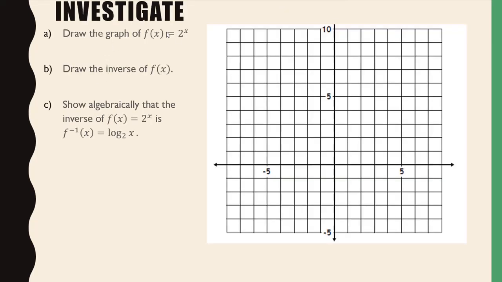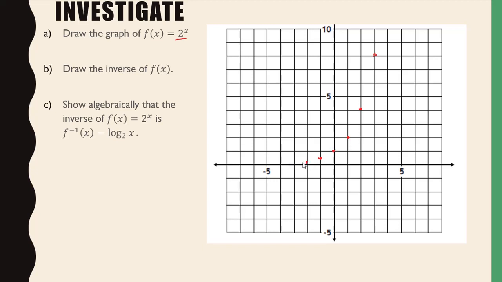So let's go back to some previous knowledge so we can kind of figure out how we would actually graph a logarithmic function. So we're going to graph f of x is equal to 2 to the power of x. So 2 to the power of 0 is 1, 2 to the power of 1 is 2, 2 squared is 4, and 2 cubed is 8. Going the other way then, 2 to the power of negative 1 is 1/2, 2 to the power of negative 2 is 1/4. I'm going to stop there.